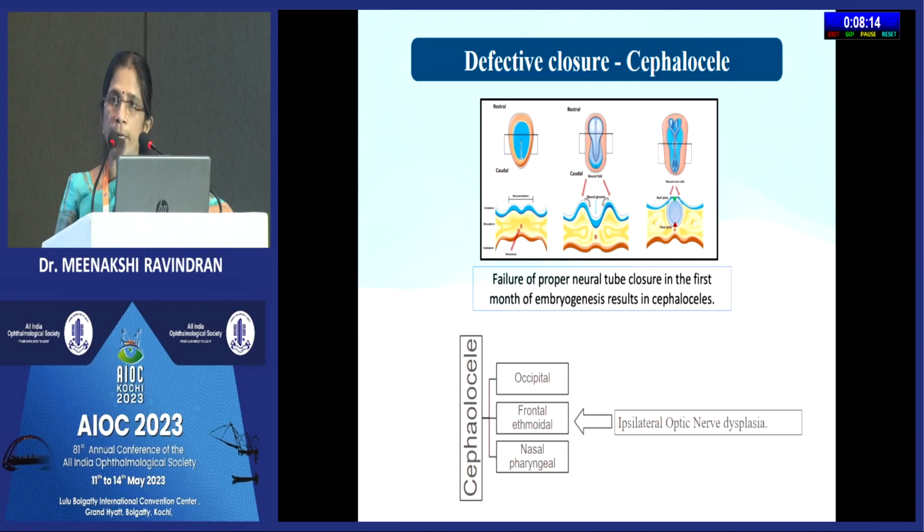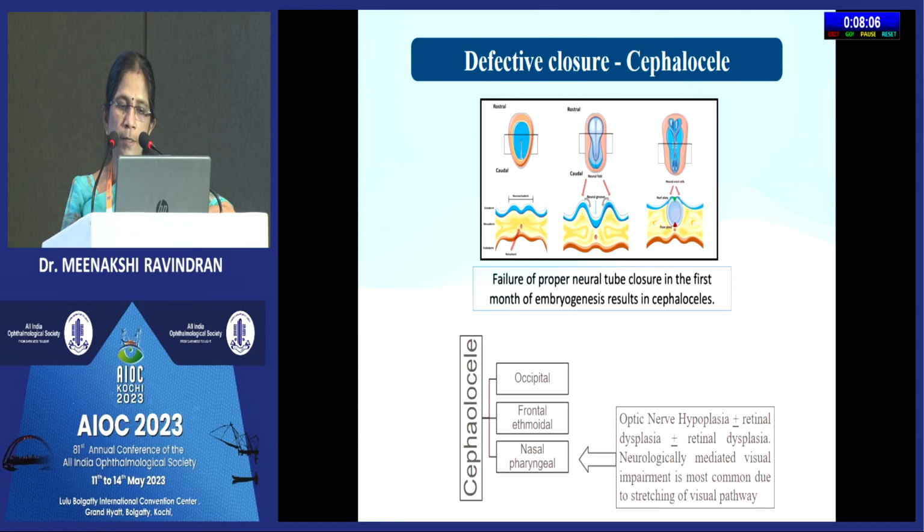Frontoethmoidal is quite common in our country, I mean, in Asia, and you can have an associated ipsilateral optic nerve dysplasia. Nasopharyngeal encephaloceles are not uncommon. The main problem is the stretching of the optic chiasma. Once again, you will not see anything obvious when you put a torchlight or do a fundus examination. Everything may be normal in these cases.